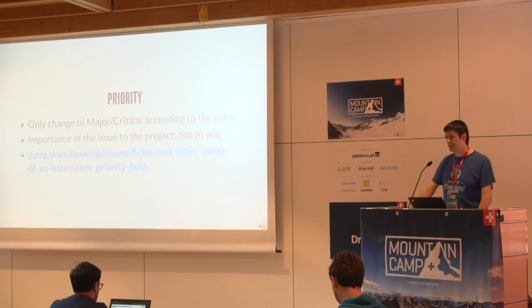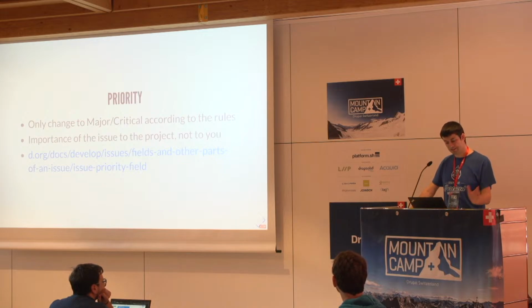The priority is often misused. Basically, you should only change it to major or critical according to defined rules. On the screen, you can see a link below that explains which issues are critical. To summarize it, it's the importance of the issue to the project, not to you. If you take the time to report it, it makes sense that it's important for you, but that doesn't mean it's important for everyone. If you're not sure, just leave it on default.